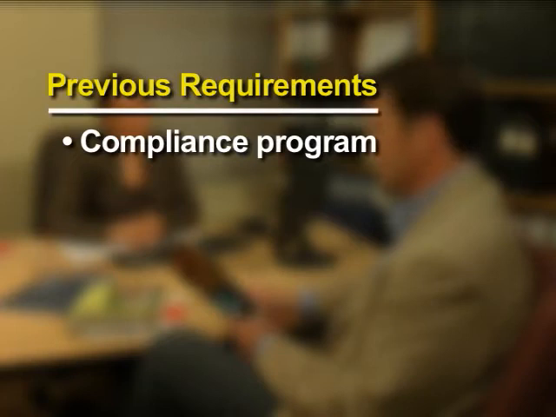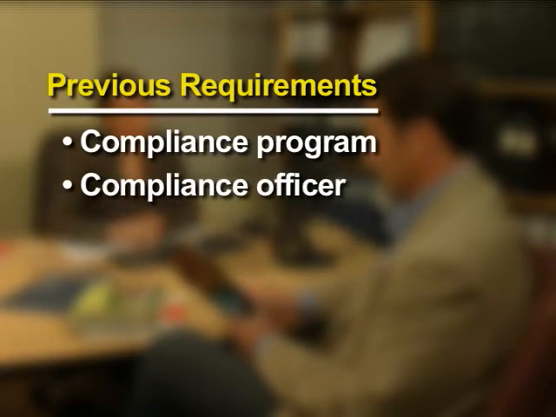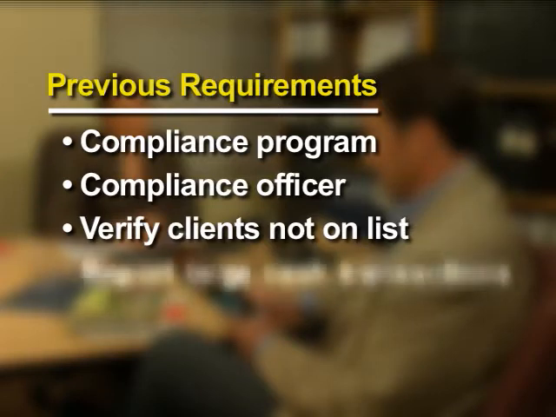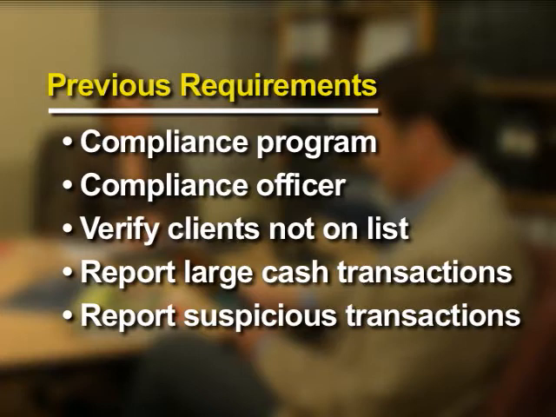Before, each broker office had to have a compliance policy or regime and have a compliance officer. You had to verify that clients were not on the known terrorist list. You had to report all large cash and suspicious transactions to FINTRAC. Large cash meant $10,000 or more. With the new regulations, you have to do all of those things and more.